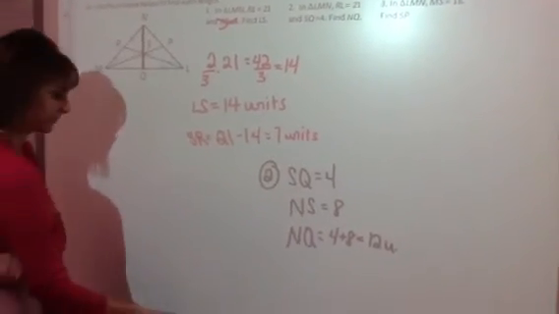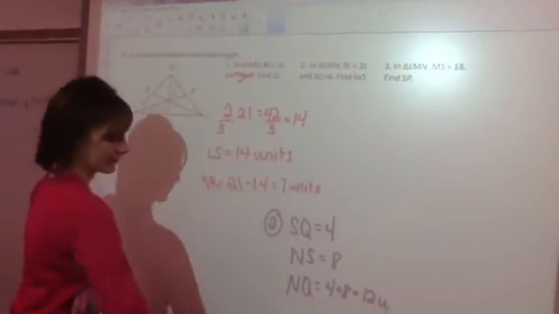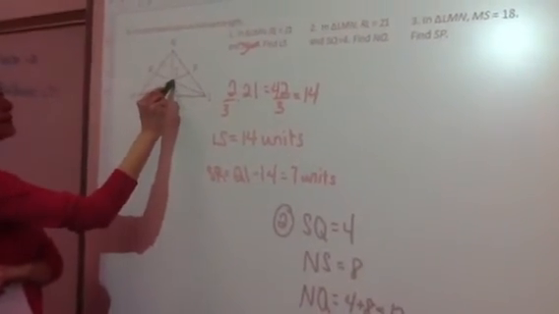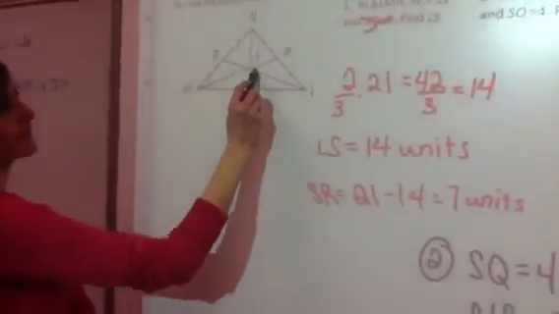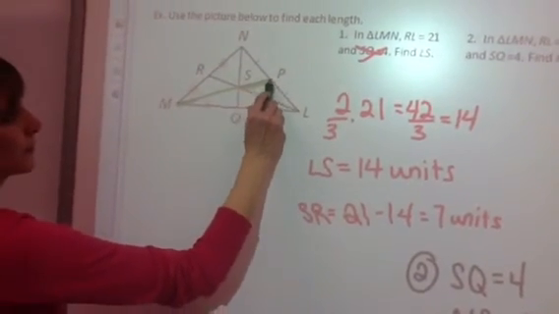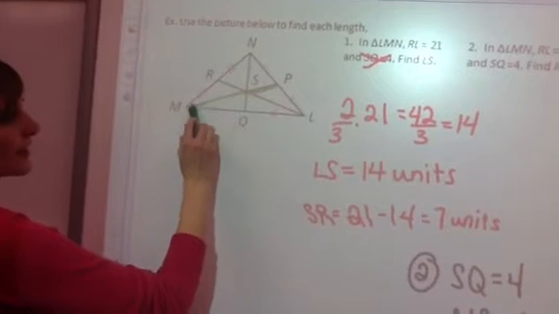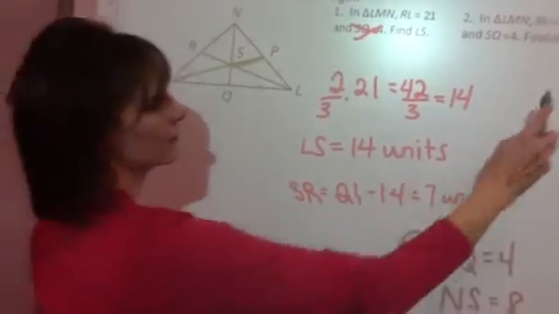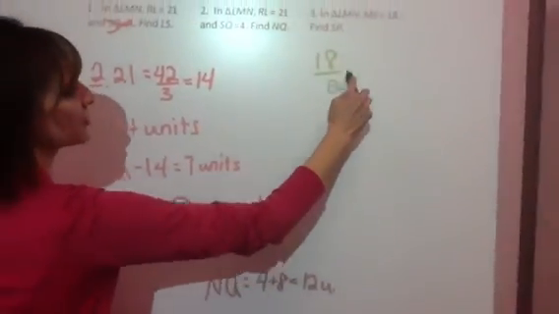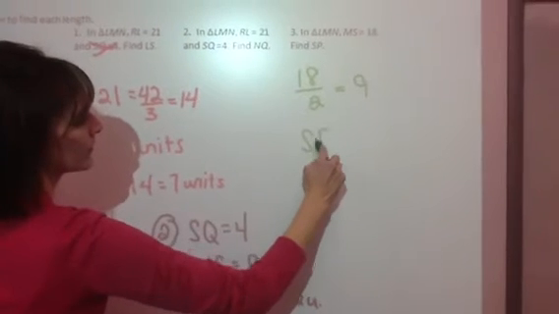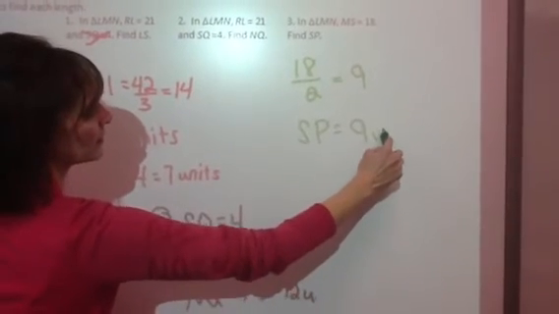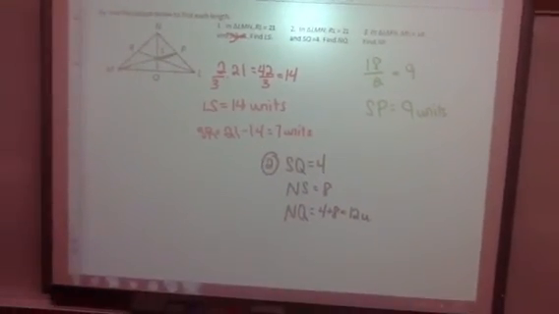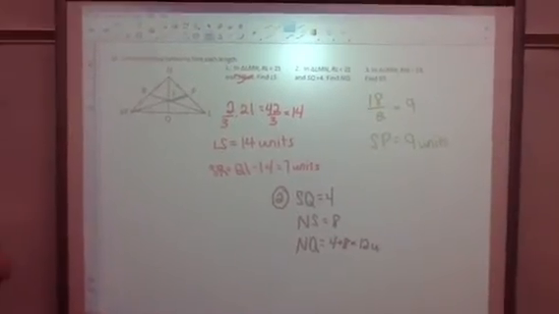Okay, number 3. We know that the length from the vertex to the centroid is 18 units. Now we want to find this length right here. So if the larger length is 18, this is going to be half as long as 18. So I just do 18 divided by 2. S to P then is 9 units long. Any questions?